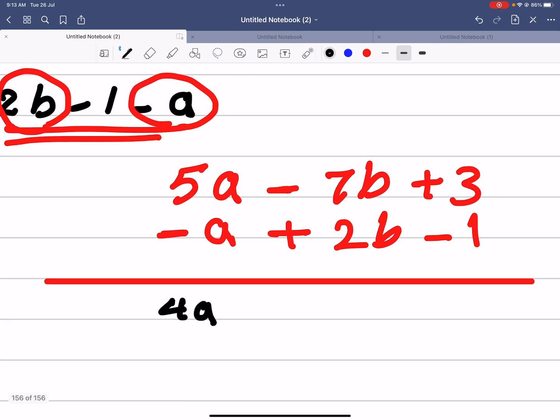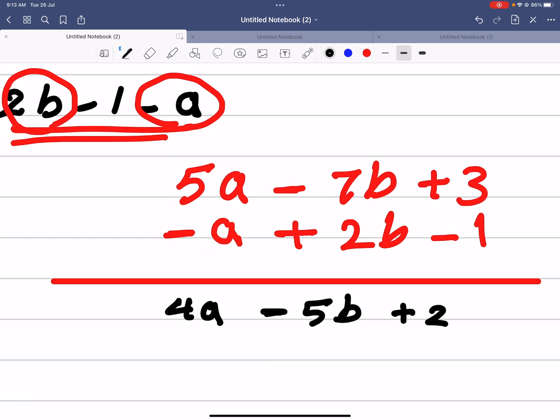What about the next? Same story as the first. The coefficient up is negative and the coefficient down is positive, so you have to subtract. It will be 5b, and I kept the sign of the bigger one. What about the next? It will be 2.